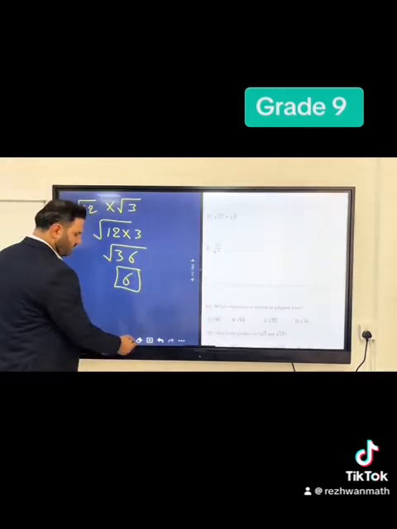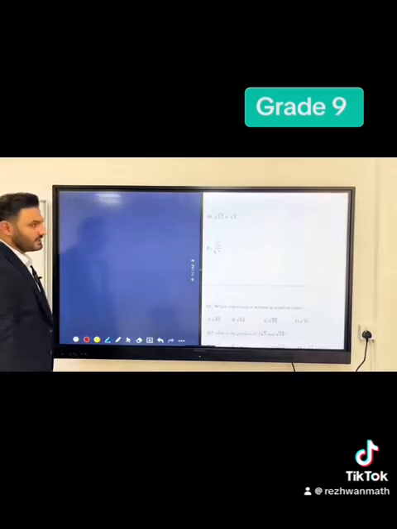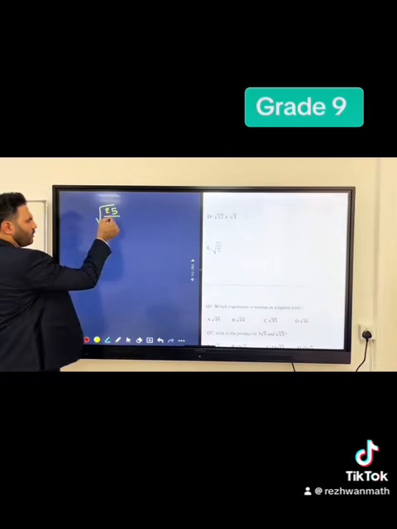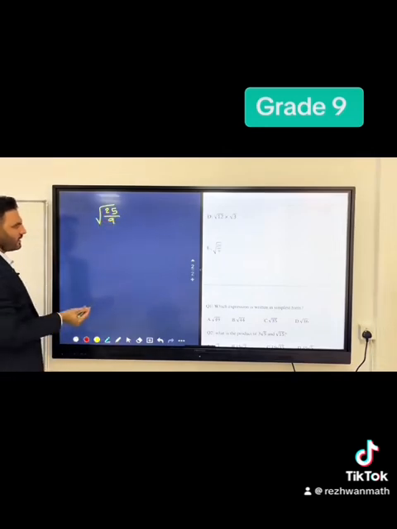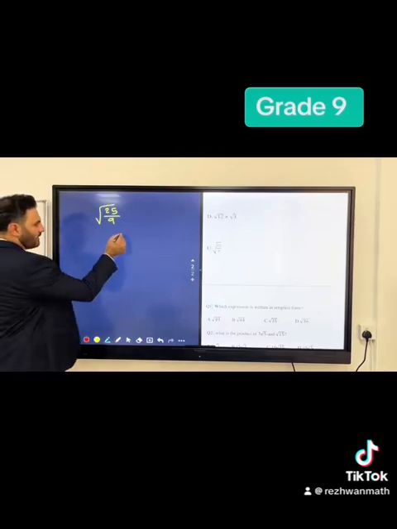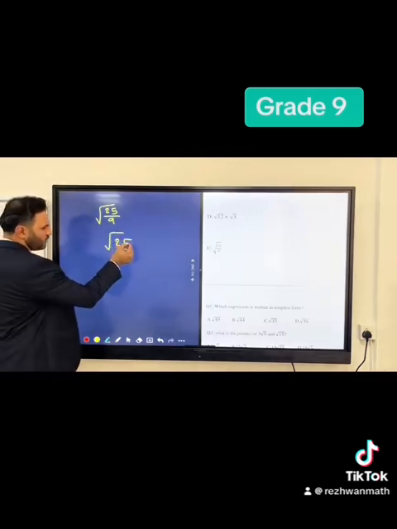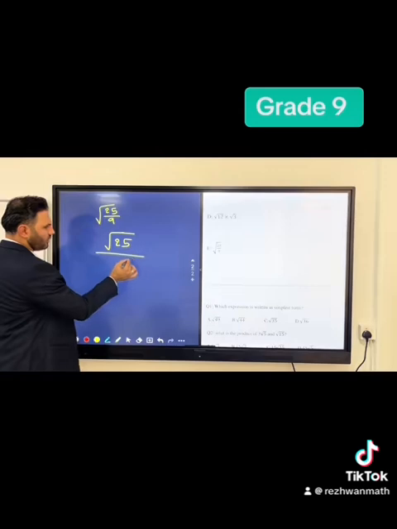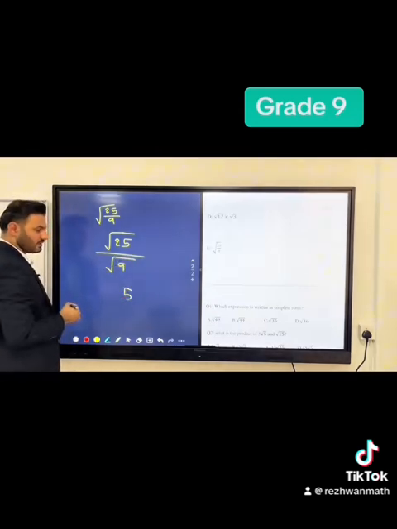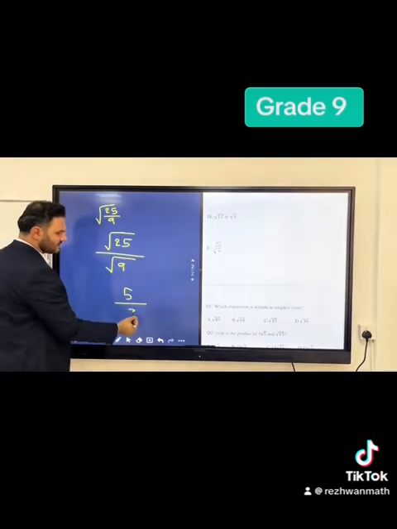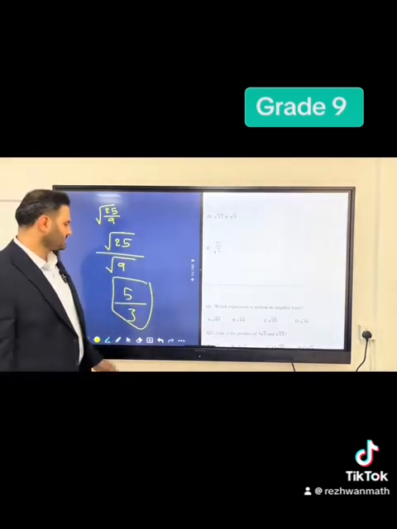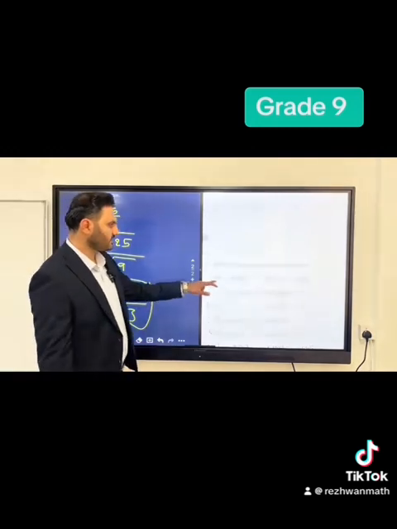Last one. The last one is square root 25 over 9. Then we have to distribute the square root for both 25 and 9. So we have square root 25 over square root 9. Square root 25 is 5 because 25 is a perfect square. And square root 9 is 3. So the simplest form of square root 25 over 9 is 5 over 3.